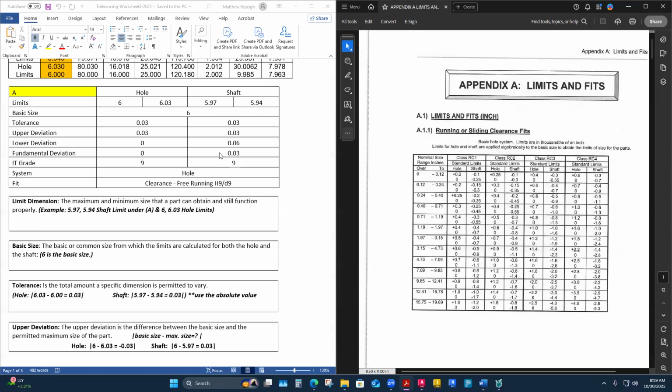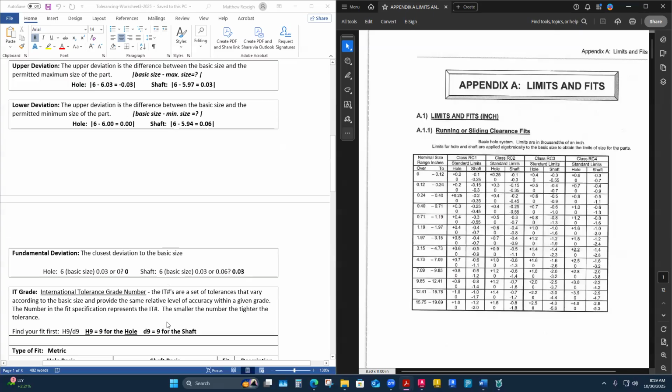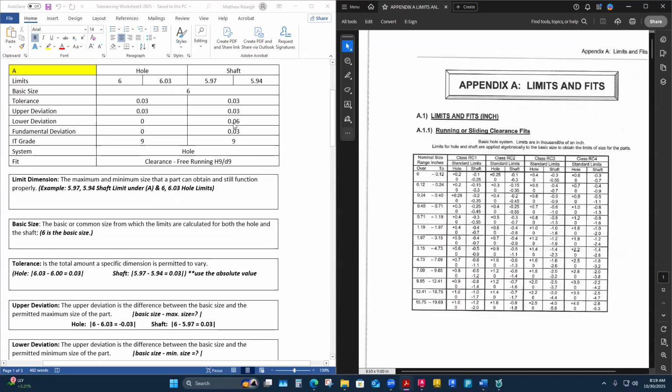On the other side, though, for the shaft, let me see this. Yeah, the small shaft size. Where are we at? Oh, the one that's closest to the basic size. So I guess it's not the lowest. It's not the lower deviation here. Actually, the upper deviation is closest to the basic size. So point.